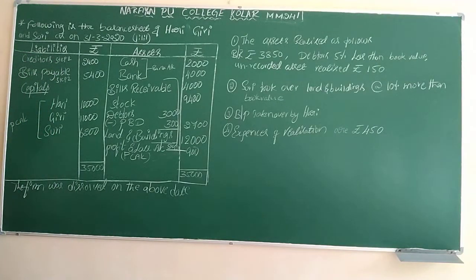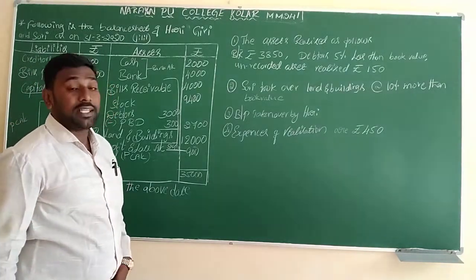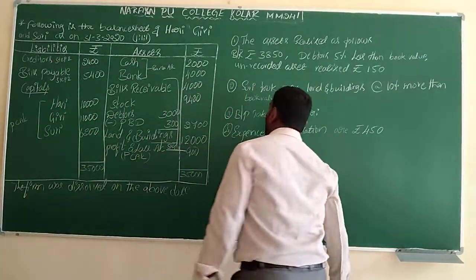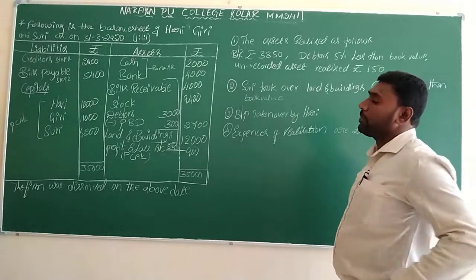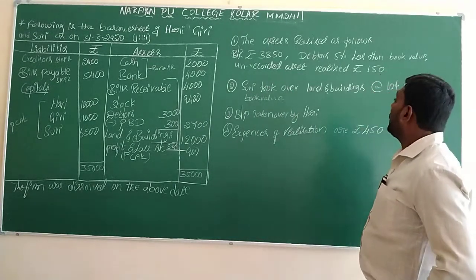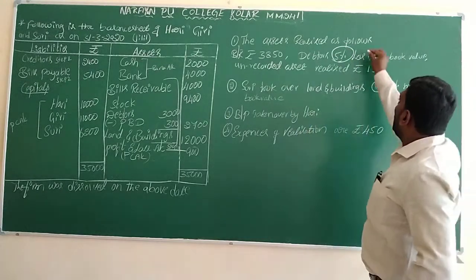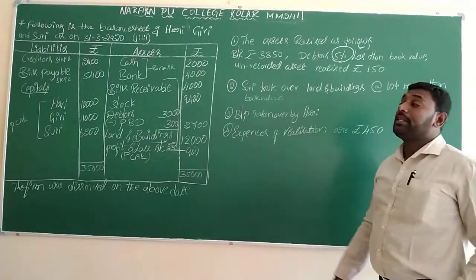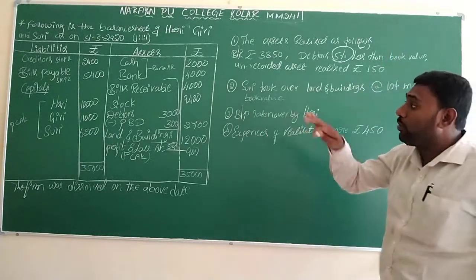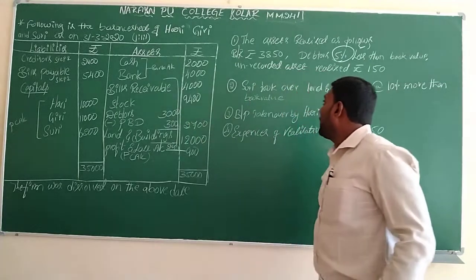Since the firm was dissolved on the above date, the firm is going to wind up. Here the assets realized are given as follows. Number 1, bills receivable 3,850. Debtors 5% less than book value. Less is nothing but minus, so we have to deduct. From which value do we deduct it? From the original value of debtors.